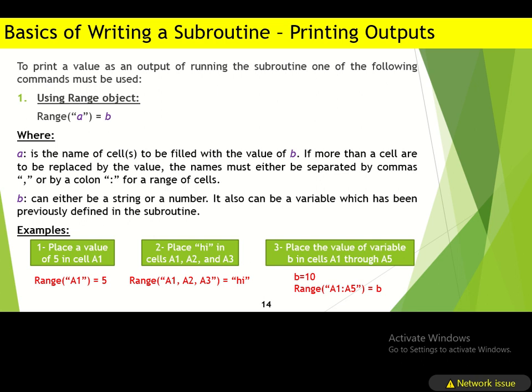A will be replaced with the number of the cell: A1, A2, A3, A4, B1, B2, whatever. If you want to put it for more than one cell, you can put the cell numbers with a comma, A1, comma B1, comma C1, or you can put it with a colon if they are in a series. So you can write it as A1 colon E1.